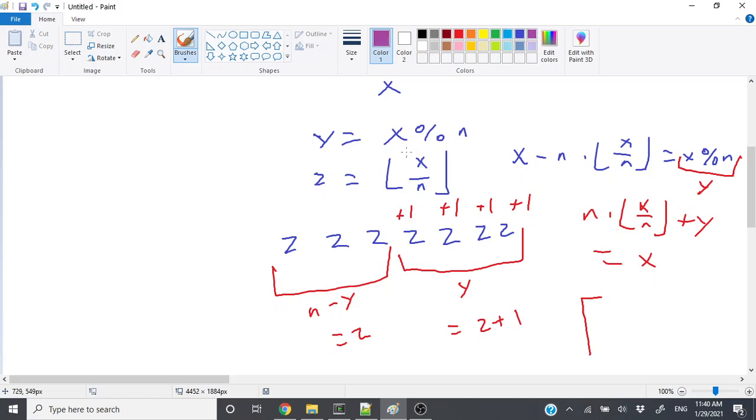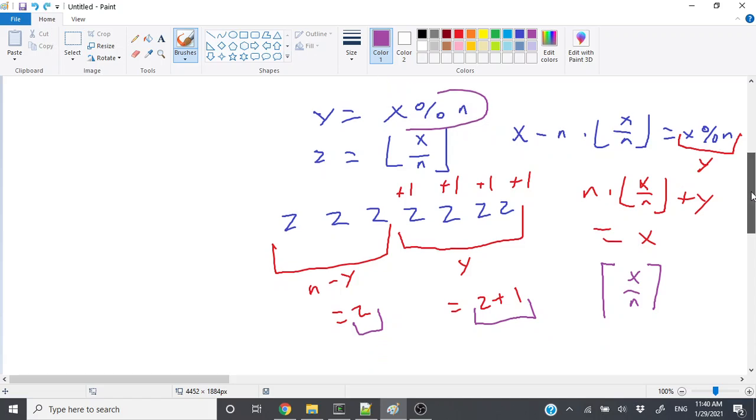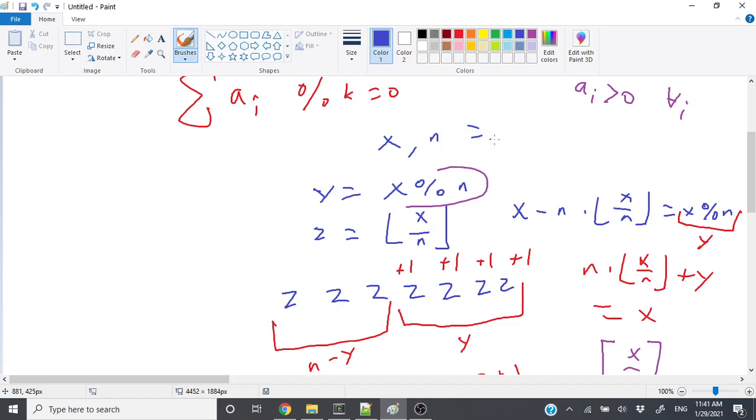For that, the maximum element will be, if y is 0, then the largest element is z. And if y is greater than 0, then the largest element is equal to z plus 1. And this just happens to coincide with the ceiling of x over n. Because if it's exactly divisible, then we get exactly x over n, and otherwise we get one more. That's what the ceiling function is. So the answer for a given x and a given n is the ceiling of x over n. That's what I've been trying to get at.